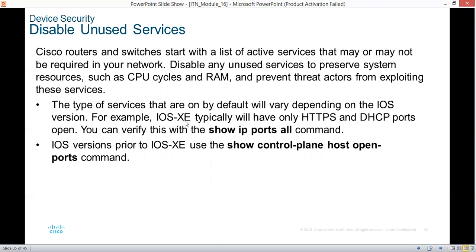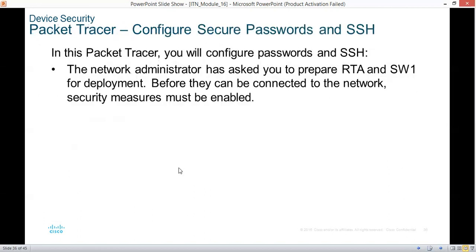Even when you power on the router, it adds more load on the CPU cycles and the RAM, and then prevents threat actors from exploiting. So what we're saying is that if those unused services are there, disabling them will help the threat actors not to take advantage of those services because they're not using them. So the best way out is for you to disable them.